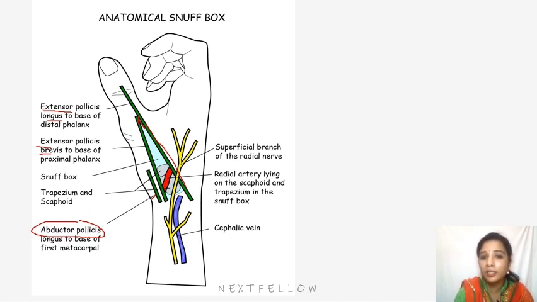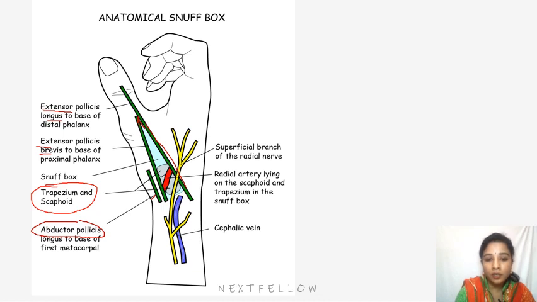So proximally it is formed by the styloid process of the radius, and the distal border is formed by the apex, where the two tendons merge. The floor of the triangle is formed by two bones, the scaphoid and the trapezium, and the roof of the triangle is formed by the skin and superficial fascia, which contains the cephalic vein.